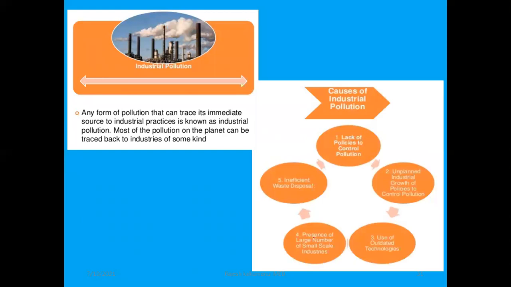Now, see here. If you look at industrial pollution, in every industry in some way you can see the smoke going into the atmosphere, right? Depending upon the product you are manufacturing, or the processing in the industries, the smoke is going into the air. Any form of pollution, whether solid, liquid, or gaseous, that can trace its immediate source to industrial practices is nothing but industrial pollution. Most of the pollution on the planet can be traced back to industries of some kind.